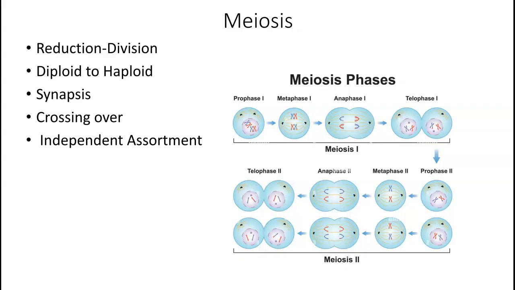And we talked about the process of synapsis. This is when homologous chromosomes find each other. Chromosome 18 finds chromosome 18, and they sit next to each other. Now, it's possible that crossing over can happen. This is when these homologous chromosomes can exchange material.